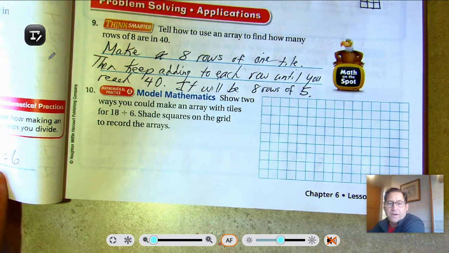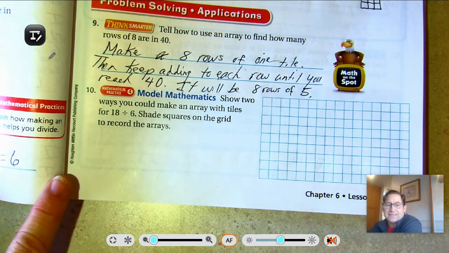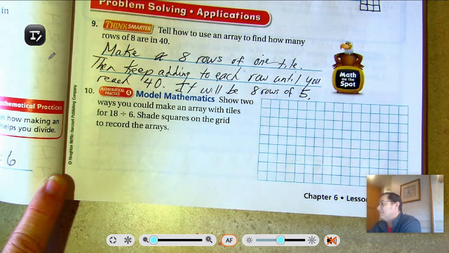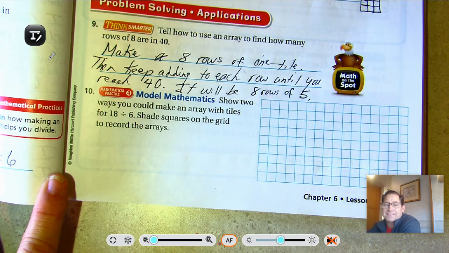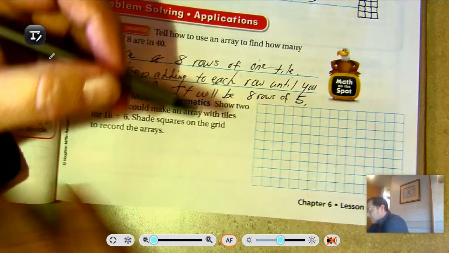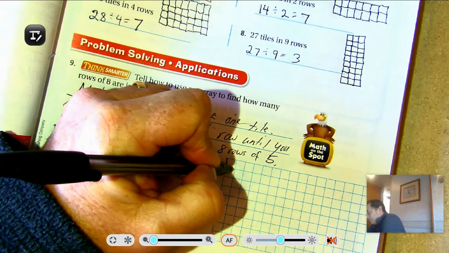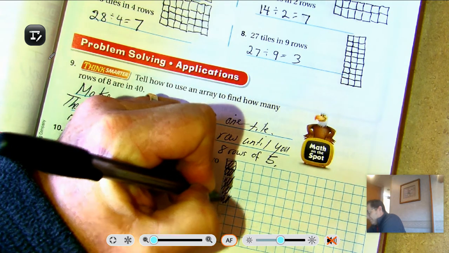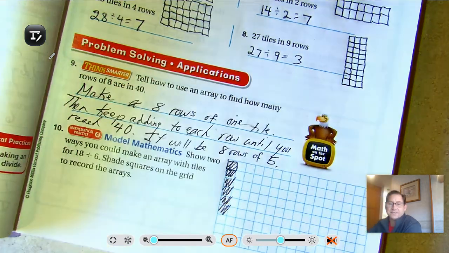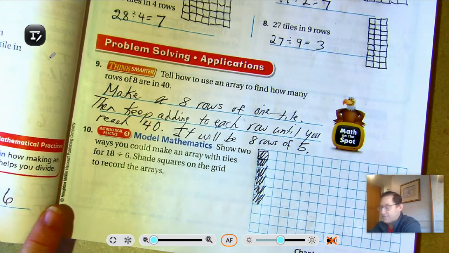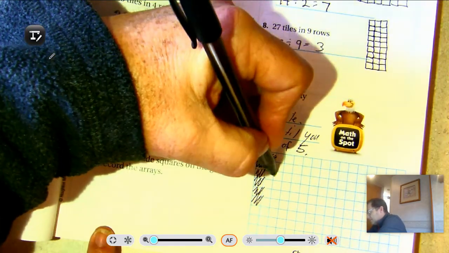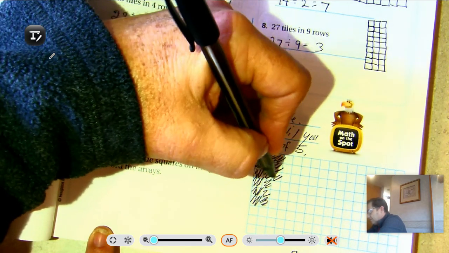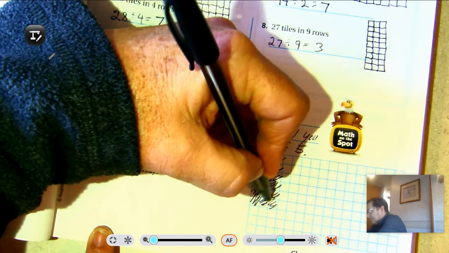Show 2 ways you can make an array with tiles for 18 divided by 6. Shade squares on the grid to record the arrays. All right, so we can have 6 rows, or we can have 6 in each row. So let's start with 6 rows. 1, 2, 3. All right, so I've got 6 rows. How many can I put in each row? 6, that's 12, 13, 14, 15, 16, 17, 18.